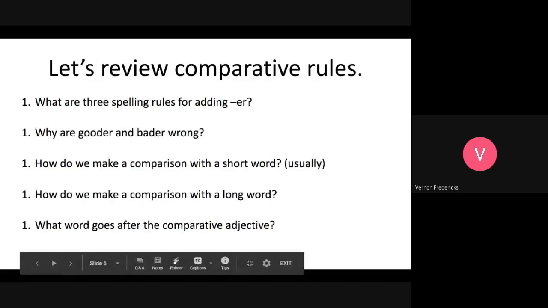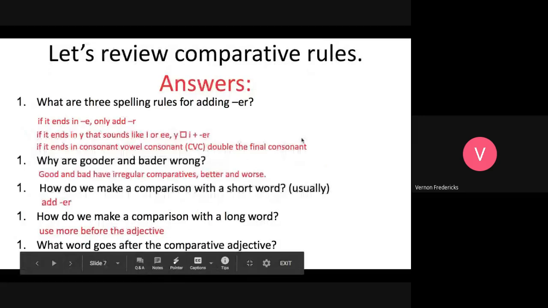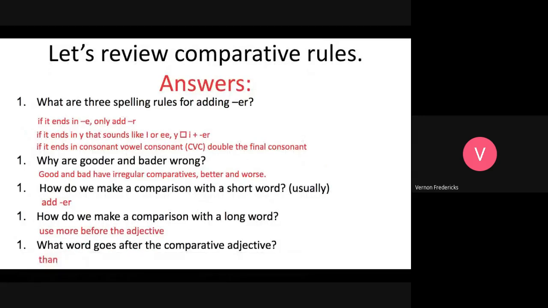Okay, students, welcome back. Let's have a look at your answers. What are the three spelling rules for adding ER? If it ends in an E, only add R. If it ends in a Y that sounds like I or E, delete the Y, add I-E-R. If it ends in a consonant, vowel, consonant, double the final consonant.